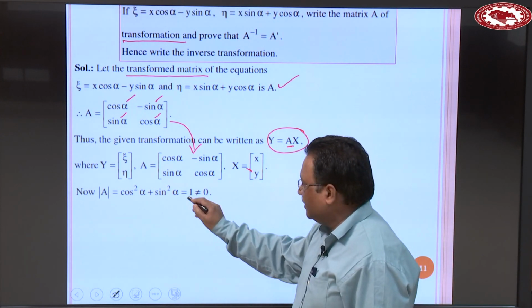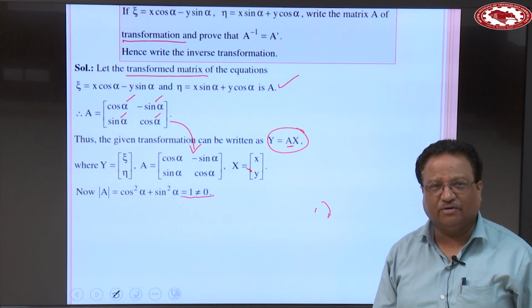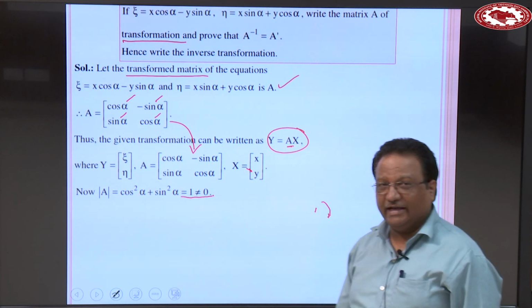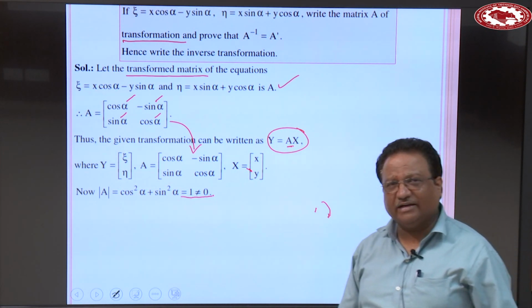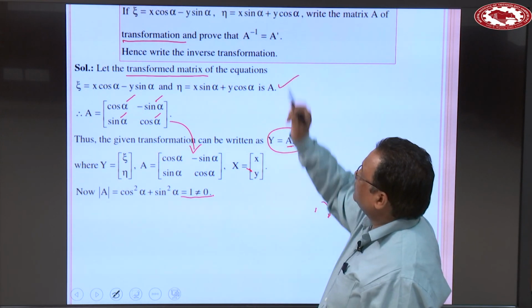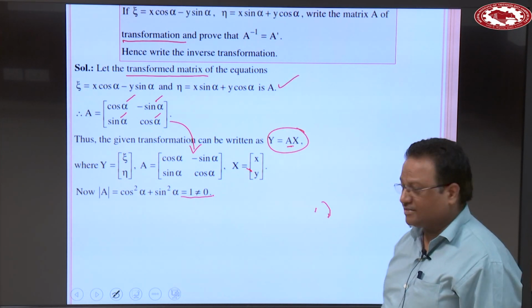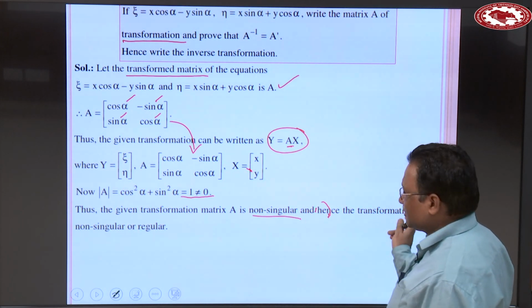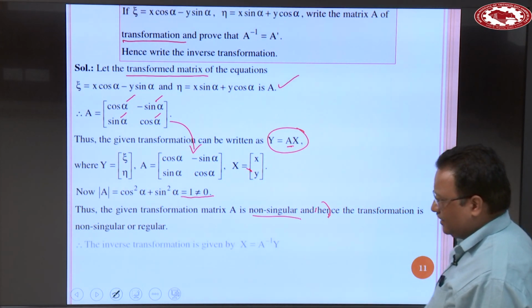Here is equal to 1, which means not equal to 0. This means that A is not singular, and when A is not singular, we can find the inverse, and A inverse is equal to A dash. Calculate A inverse. So the given transformation A is non-singular, and hence the transformation is non-singular or regular.